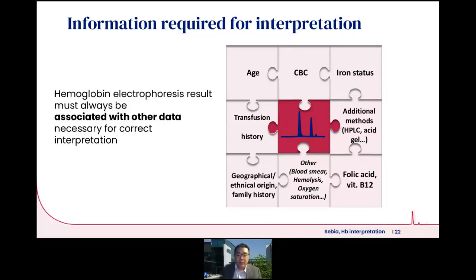If the patient comes from a geographical location where the hemoglobinopathy is endemic, you would more likely expect the patient to have the common variants as well. And also importantly, look at nutrient deficiency and other parameters like blood smear, hemolysis, or oxygen saturation.